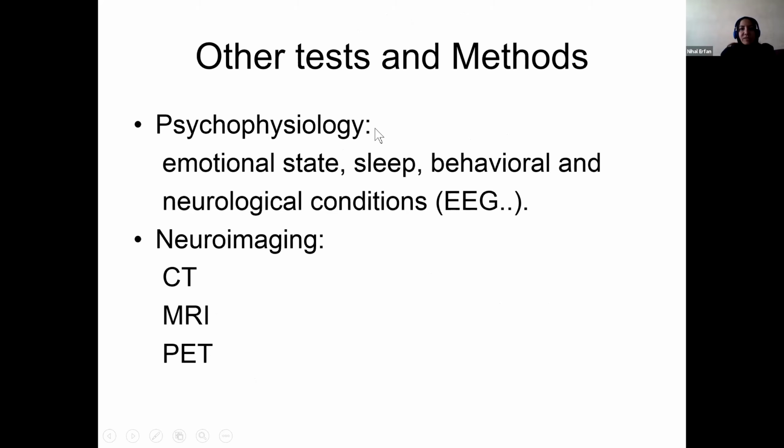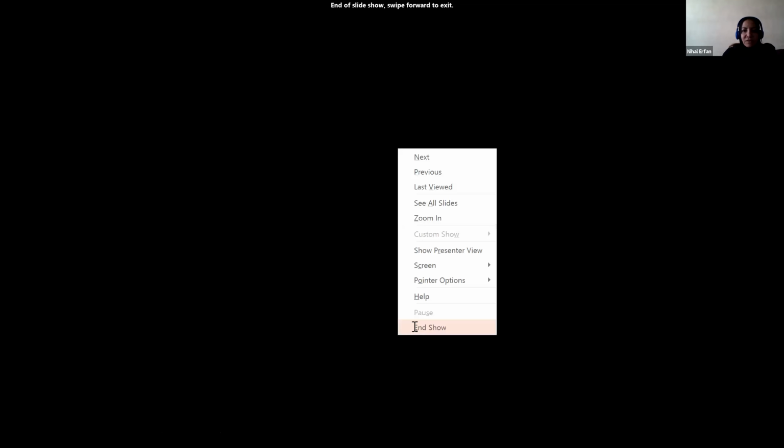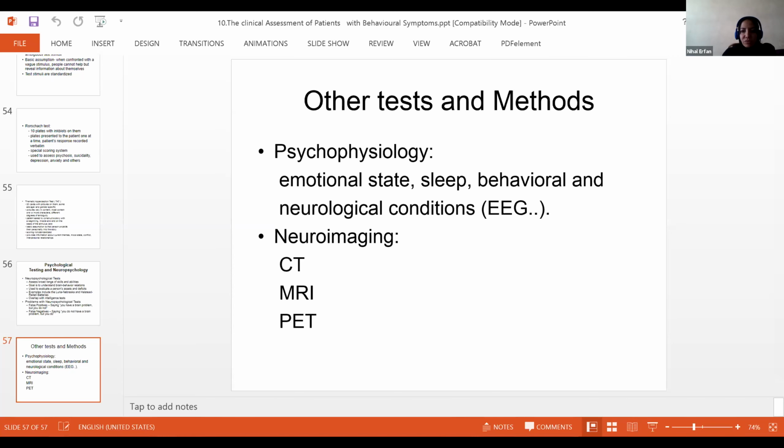All right, so other tests and methods. Again, complementary. We look at sleep studies, we look at EEG. These complement our cognitive assessments and our neuropsych. And like I said, imaging: CTs, MRIs, and PET scans. So this is the end of this lecture. We're going to move on to the next.